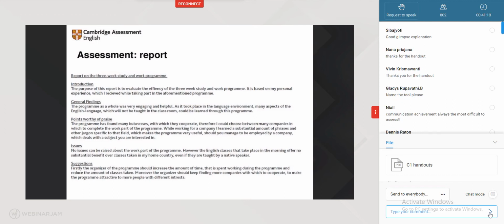So in the chat box, I'll stop talking so you can read a little bit. What would you give this student for communicative achievement?